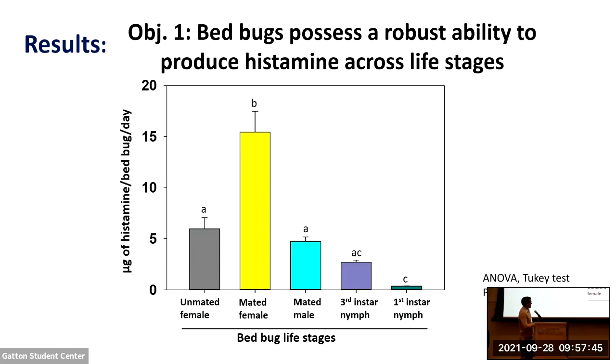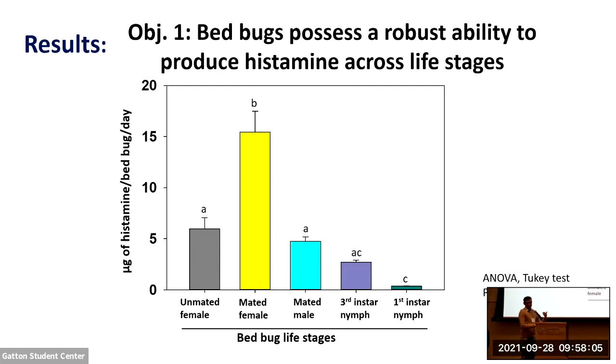All life stages can produce so much histamine. You can see here, the mated female can produce 15 micrograms of histamine in just a single day. Not only the mated female, all life stages produce histamine. And the small baby, first instar nymph, can produce the lowest amount of histamine because they are a smaller size, but all life stages can produce histamine.